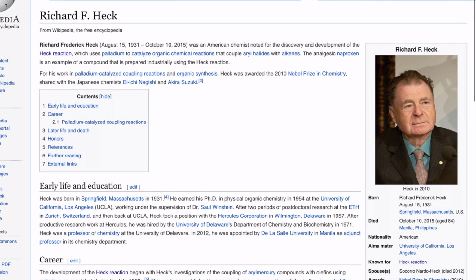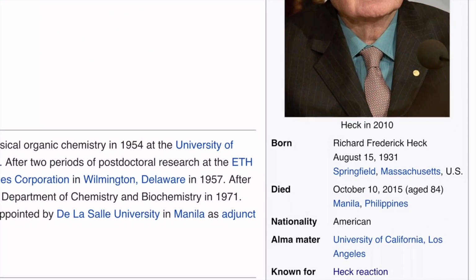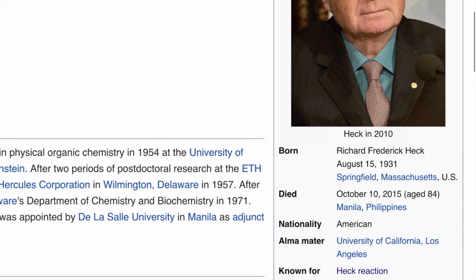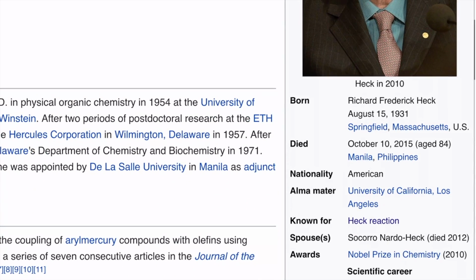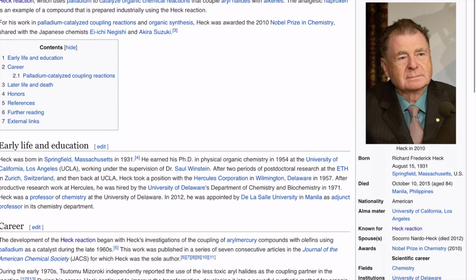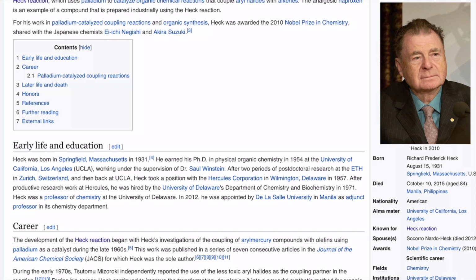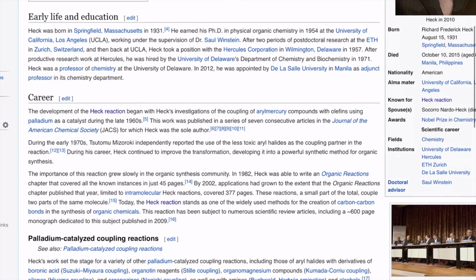And I wanted to give you just a bit of background. This is Professor Heck, who won the Nobel Prize in Chemistry in 2010 for discovering the reaction that is now named after him, and it uses palladium to catalyze reactions that couple aryl halides with alkenes. As an example, naproxen or Aleve is an example of a molecule that can be prepared efficiently using the Heck reaction.